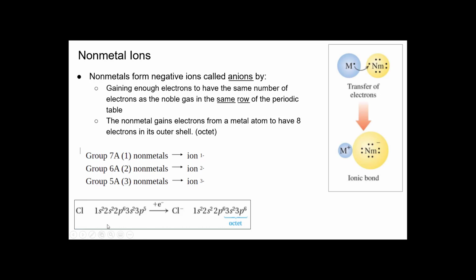Same thing here with electron configuration. Chlorine has an atomic number of 17, so this should all add up to 17, but it's now taken an electron. You have to account for that. So we add that 1, so it goes from 5 to 6, and now we have the electron configuration of argon.